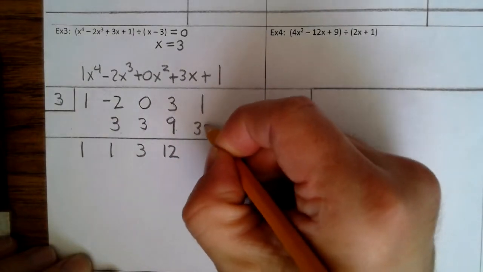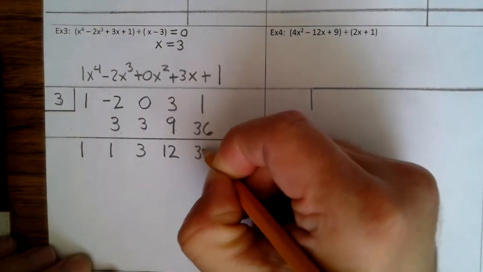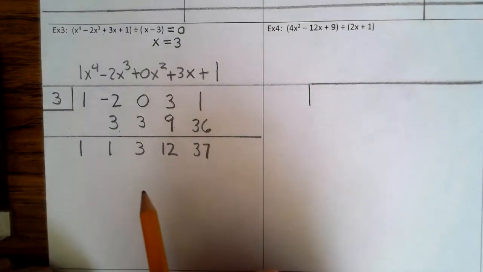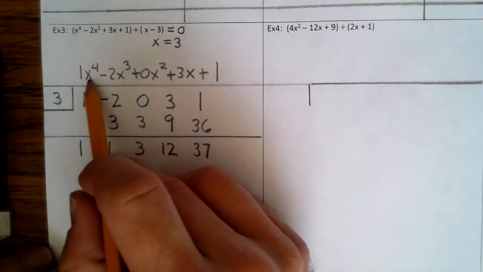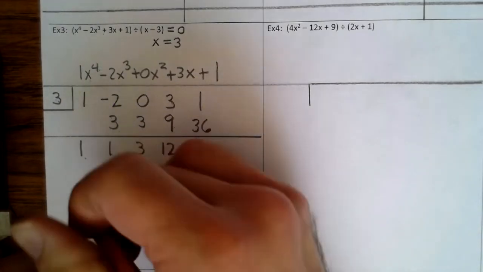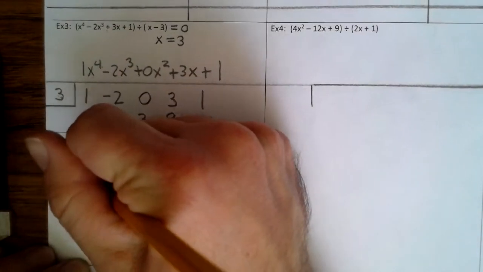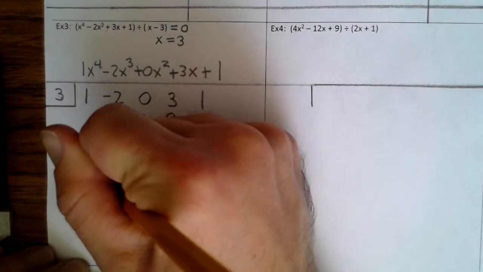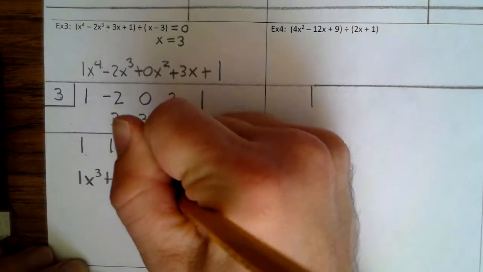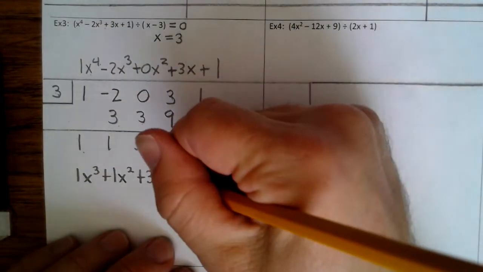Okay, now whenever you divide, the exponents decrease by 1, so this was x to the 4th, now it's x cubed. So that's 1x cubed plus 1x squared plus 3x plus 12 plus the remainder, 37, divided by x minus 3.